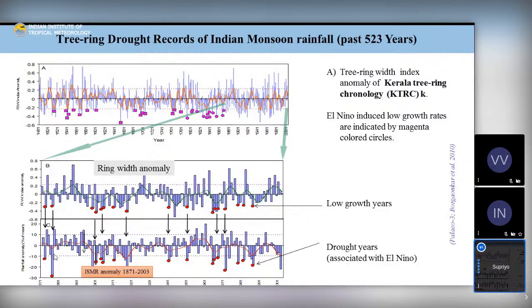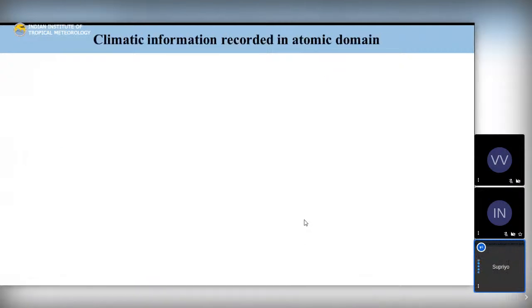This is rainfall anomaly for the same time period, and we see that there is almost a one-to-one match between the low growth years and the drought years. That is, during the stressed conditions, ring width becomes narrower, and hence the ENSO related drought years have been manifested in the ring width index. So tree rings in this region provide a good record about the ENSO variability.